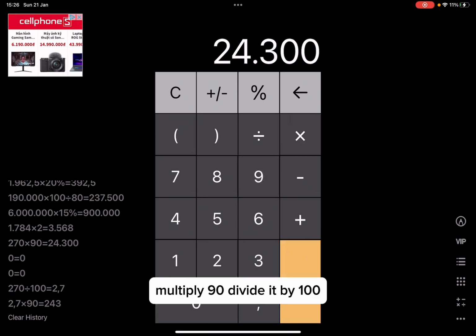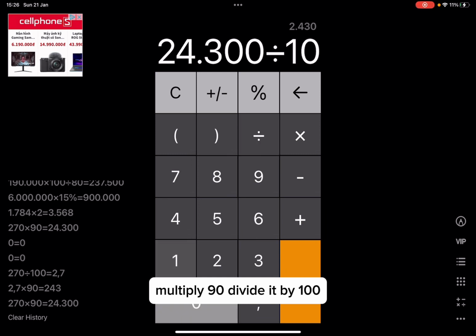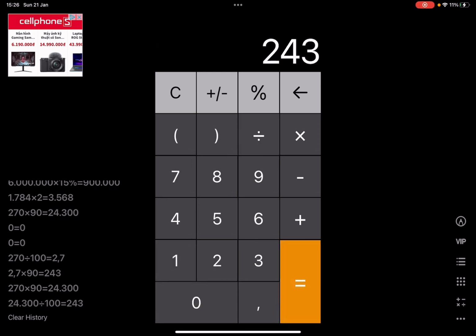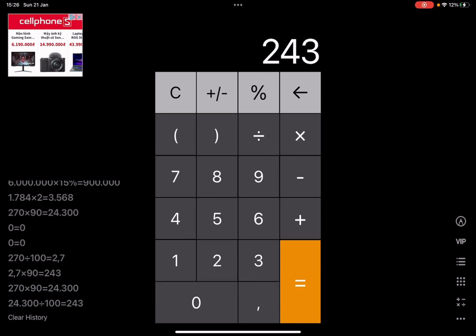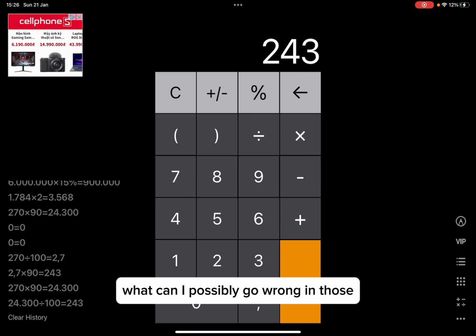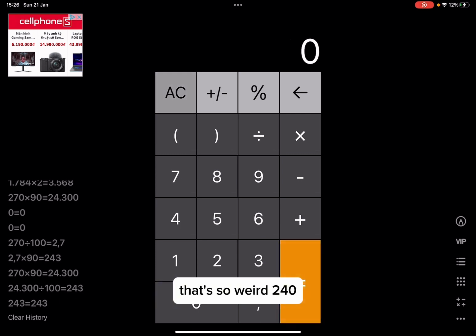Multiply 90 divided by 100. What? Wait a damn minute, it doesn't make sense. What could possibly go wrong in this? That's so weird. 240.